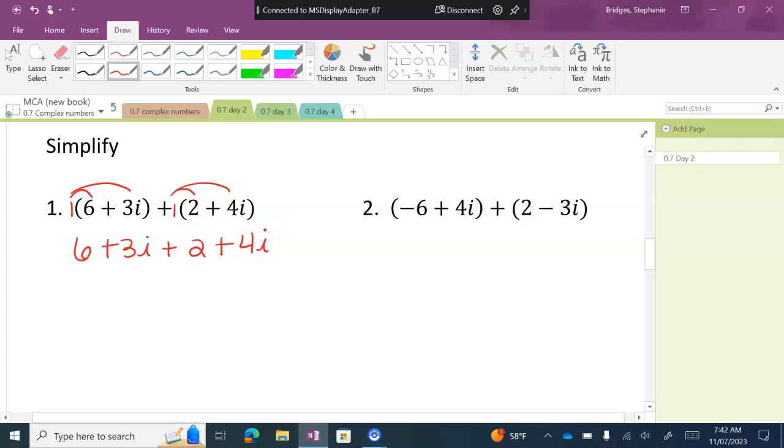Because that plus sign is in the middle, that means we are adding these. All we want to do is combine the like parts: my two real parts together, my two imaginary parts together. What are my two real parts? 6 and 2. So what's 6 plus 2? 8.